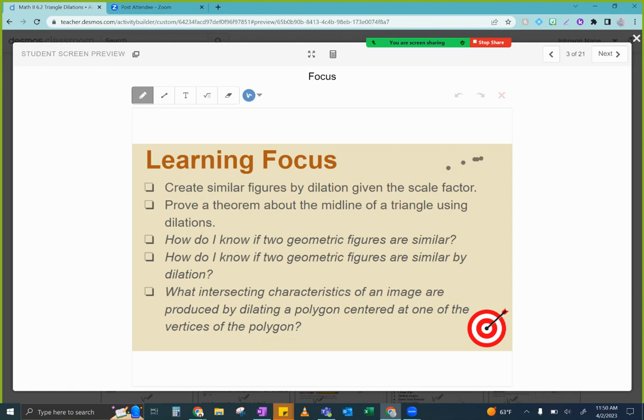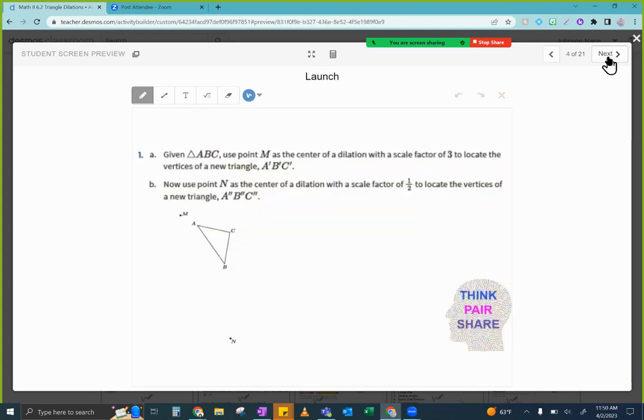Some of these are like, what are you talking about, Ms. Johnson? What is a polygon? I don't remember. A polygon just means many sides. Okay, so moving on.